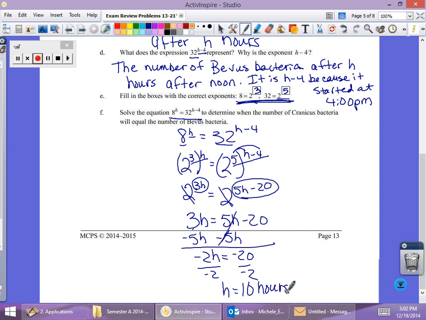Now remember that the 10 hours is defined after noon. So 10 hours after noon would be 10 p.m. So it will be 10 p.m. when they have the same number of bacteria.